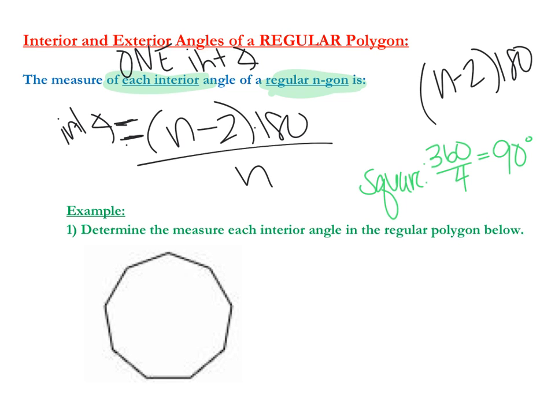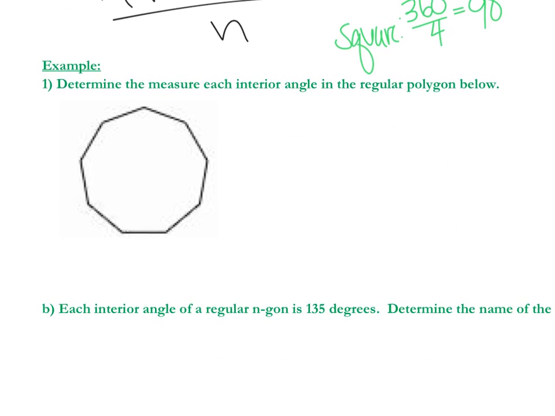Okay, it says determine the measure of each interior angle in the regular polygon below. So first we need to figure out the number of sides. So 1, 2, 3, 4, 5, 6, 7, 8, 9. So n equals 9. I always like to mark it instead of just trying to count in my head so that I don't miss a side or count a side twice.